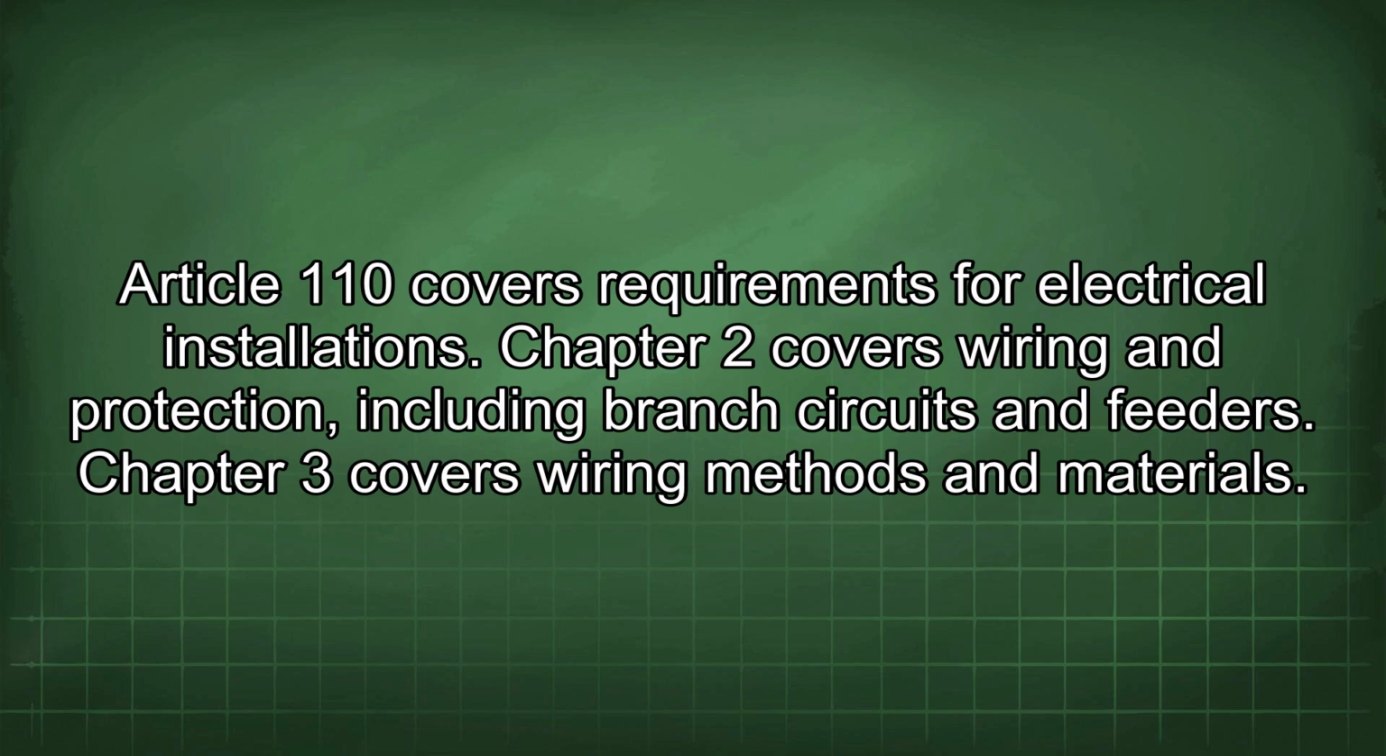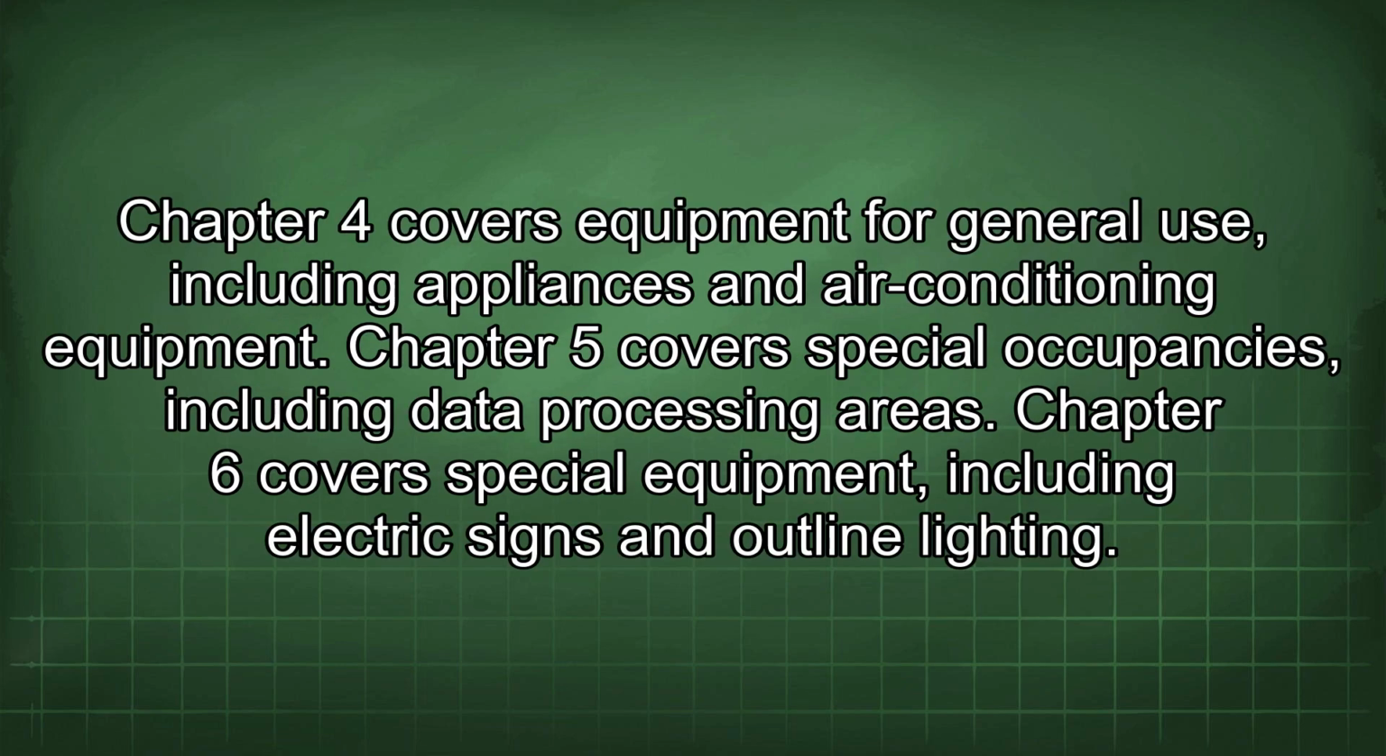Chapter 2 covers wiring and protection, including branch circuits and feeders. Chapter 3 covers wiring methods and materials. Chapter 4 covers equipment for general use, including appliances and air conditioning equipment. Chapter 5 covers special occupancies, including data processing areas. Chapter 6 covers special equipment, including electric signs and outline lighting.